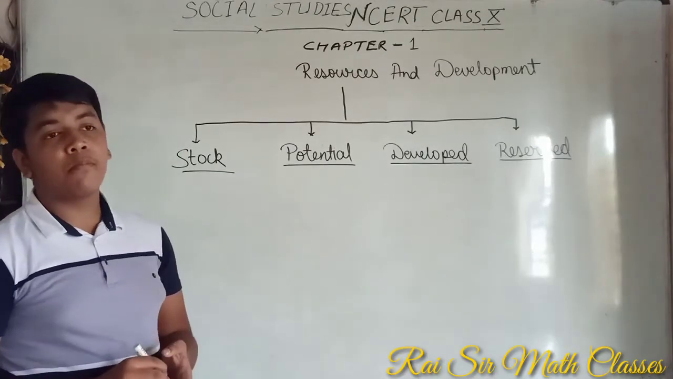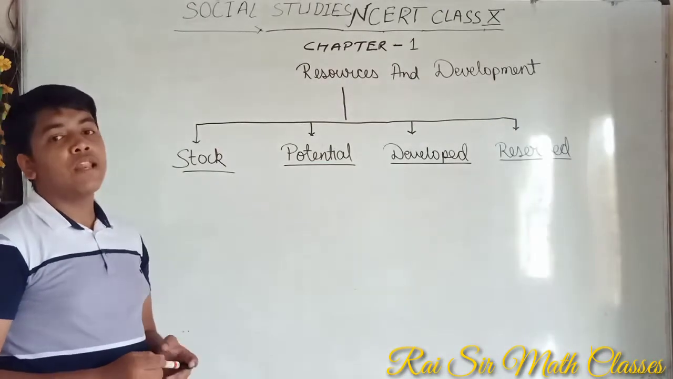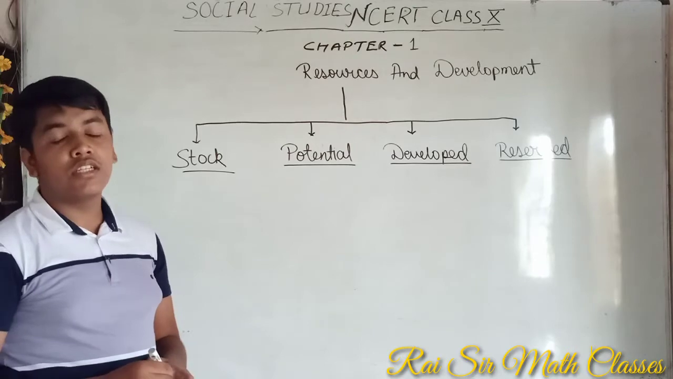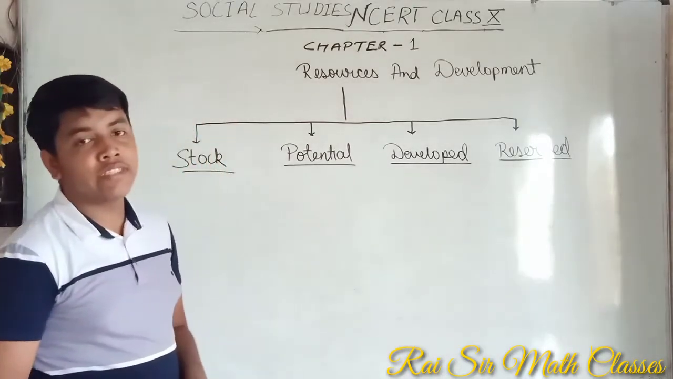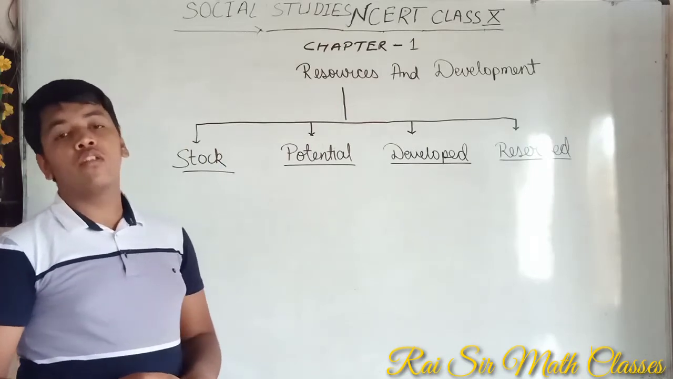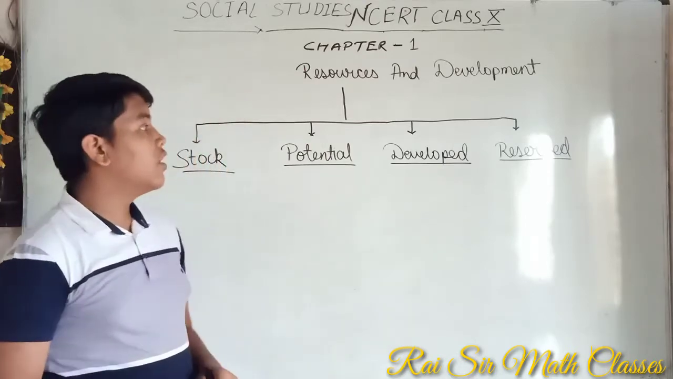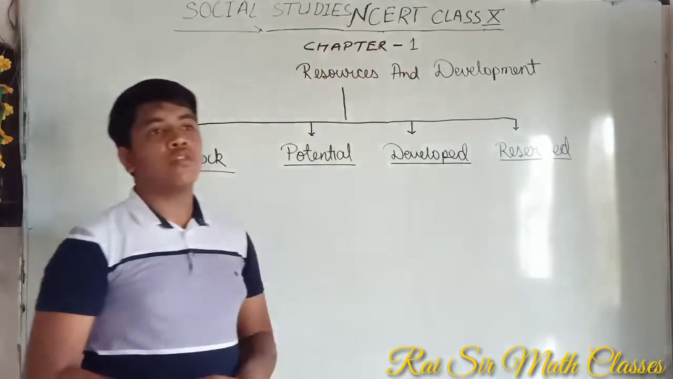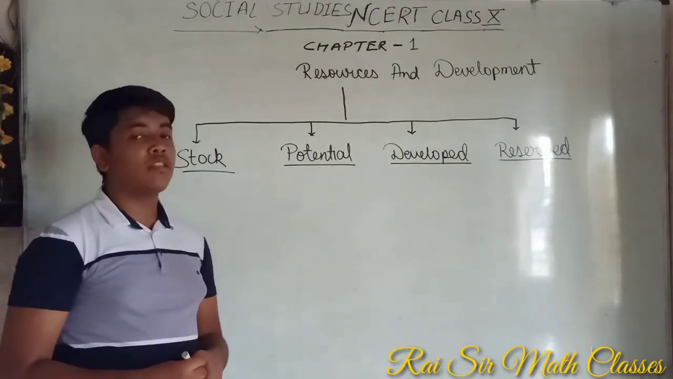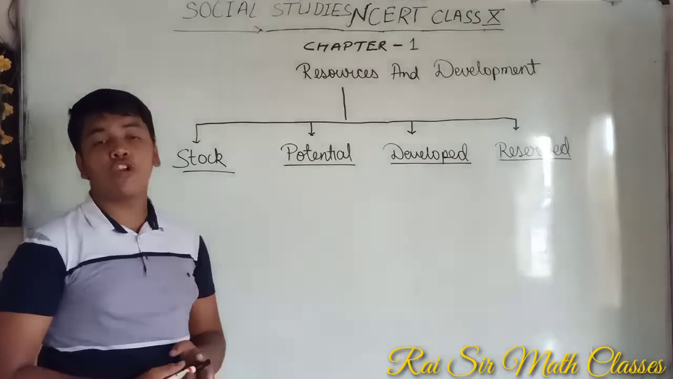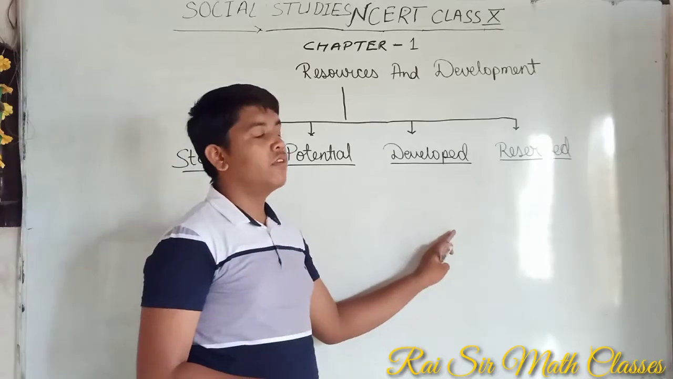For stock, we have the example of nuclear energy. Potential resources have examples like electricity, wind energy, tidal power, etc. Developed resources are wood, coal, petroleum, a few examples. And reserve resources also have common examples like developed, that we are reserving petroleum and lubricant oil for the future generation. So these are also examples of reserve resources.